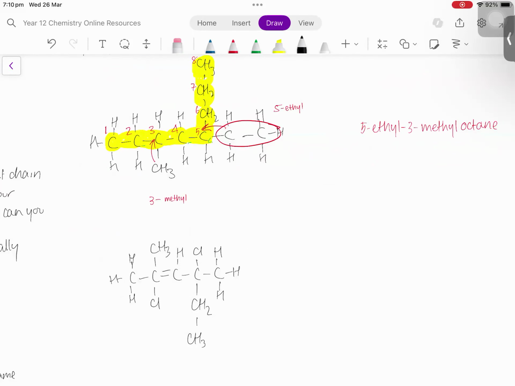The ethyl didn't have the smaller number though. The ethyl got number 5 and the methyl got number 3. So you order it in terms of alphabet, not in terms of the number. Ethyl got 5 and methyl got 3. Oh no, I get what you're saying. You want the smallest combination. It doesn't matter if it's longer or shorter. You just want the smallest combination of your location numbers.